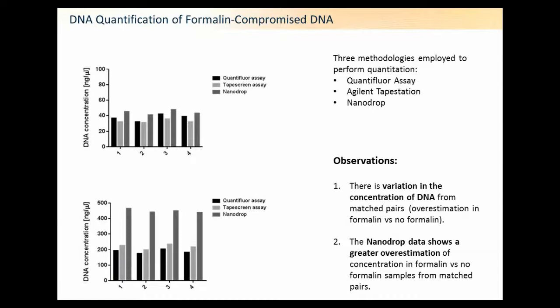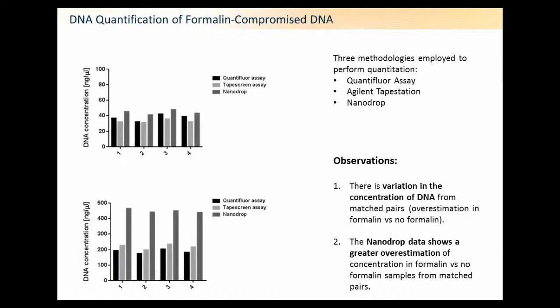And if you look at the graph above here, we see several samples. Of course, this is just several samples taken from a very large study, where we quantified matched pairs of non-compromised on the top versus formalin-compromised DNA references on the bottom. And then we measured the DNA quantity using the QuantiFluor assay, the Agilent TapeStation, and the nanodrop. And what I hope you can basically see is that there is a variation in the DNA concentration that is being measured by the different methods. The nanodrop seems to overestimate the DNA concentration.